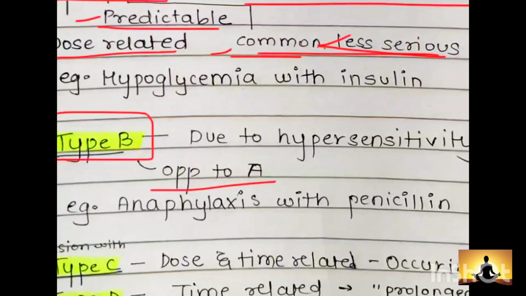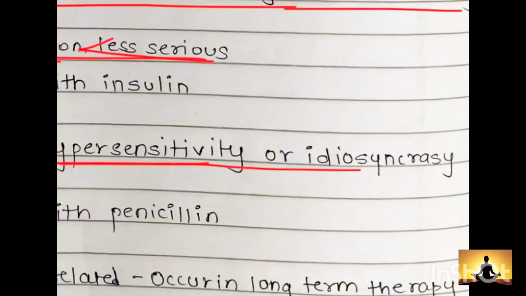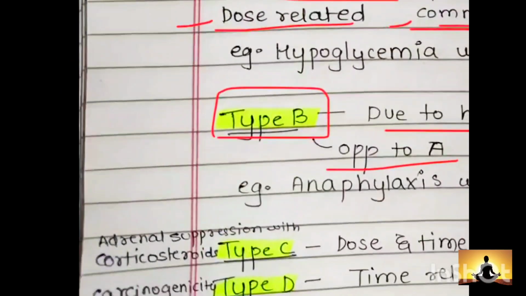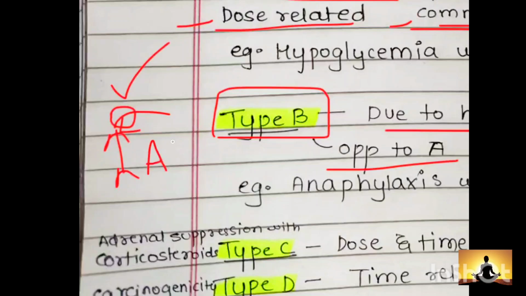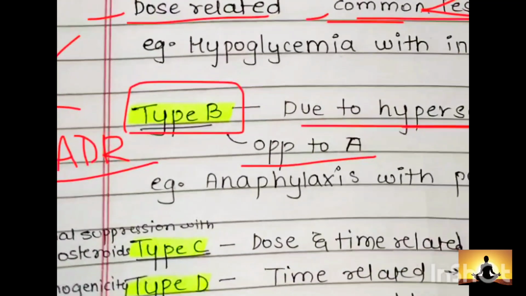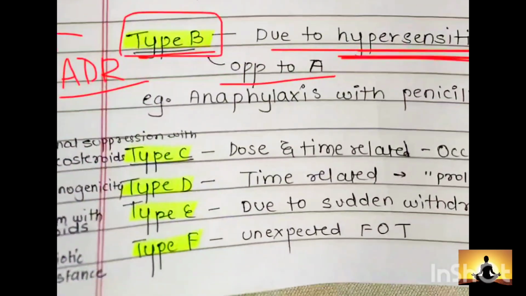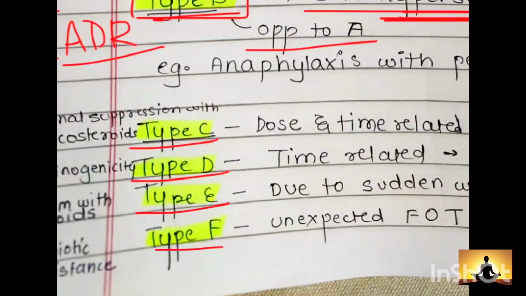An additional point is that it is due to hypersensitivity or idiosyncrasy. Hypersensitivity, that is when a patient consumes a drug, if he has some hypersensitivity, adverse drug reactions can be seen. So that is type B, that is bizarre, due to hypersensitivity or idiosyncrasy. Then type C, type D, type E and type F.